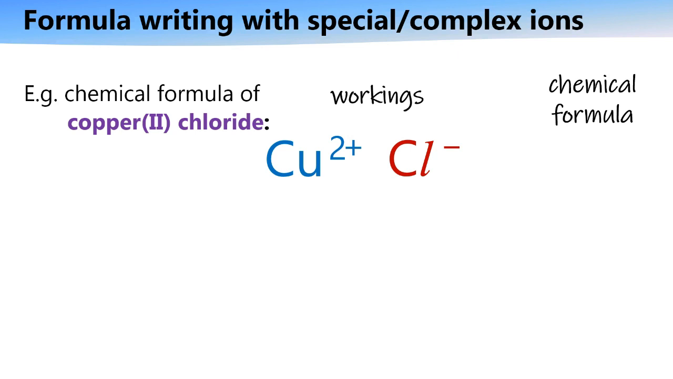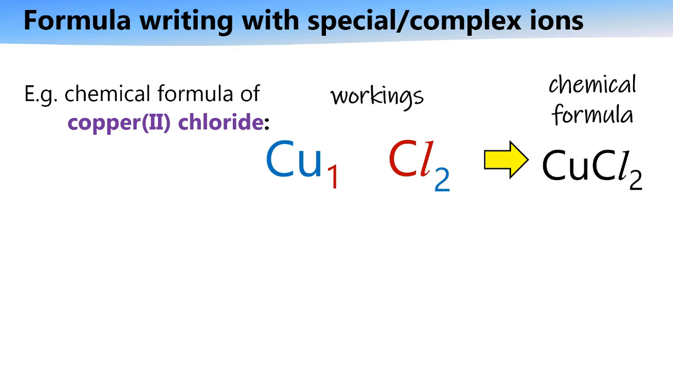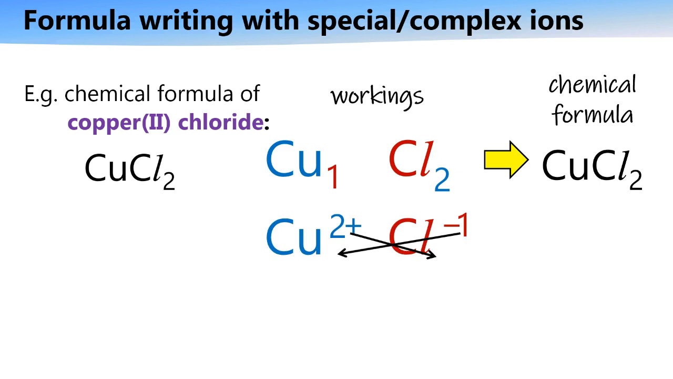Alright, are these charges balanced? Okay, they are not. So we need to do the cross method. Right, so we cross the number 2 to Cl, but Cl doesn't seem to have a number. But remember that means it's 1. Alright, so after crossing, we remove all the charges. So we have Cu1, Cl2, but since we don't write the number 1, it is simply CuCl2. Right, and this is the working again without the animations.